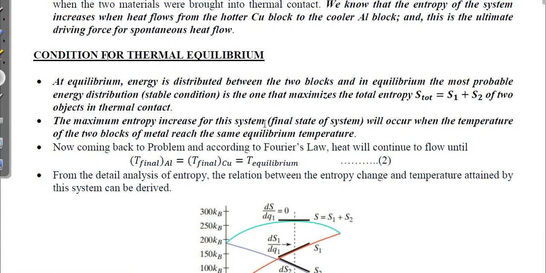The maximum entropy increase for this system, that is the final state of the system, will occur when the temperature of the two blocks of metal reaches the same equilibrium condition. Just read this sentence. Where will we get this maximum entropy? Where the temperature will be the same equilibrium temperature. Up to that point, heat transfer will occur, and when the temperature becomes the same, heat transfer will stop because it has reached the maximum entropy condition. So these statements are given by the second law.